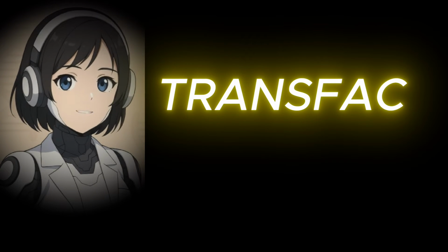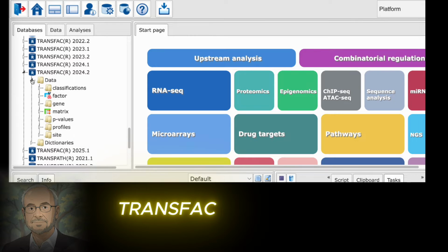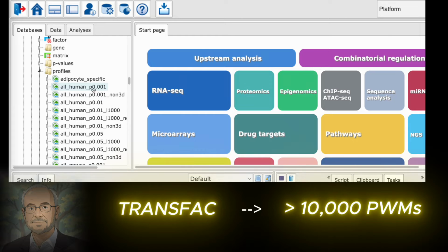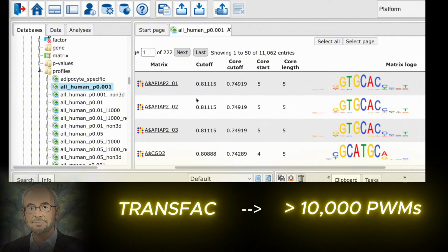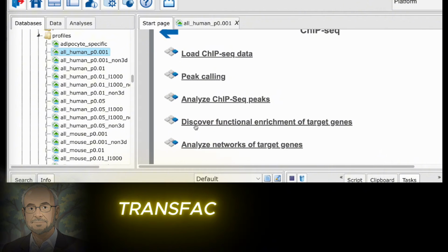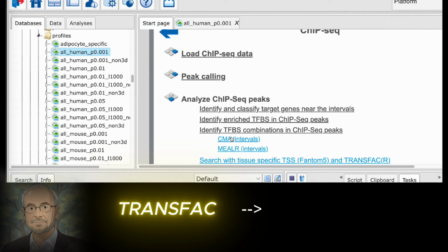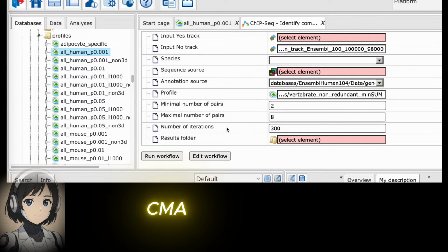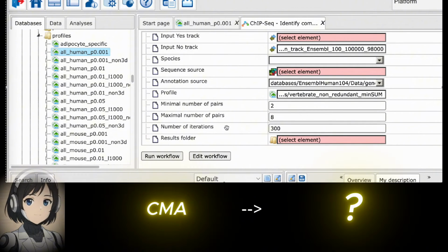All right, now let's switch gears to the professional route. I know TransFac is a big name here. What's the difference? TransFac is in a completely different league. Instead of a few hundred PWMs, you get over 10,000 high-quality matrices, all manually curated from decades of experiments. But the real advantage comes from something called Composite Module Analysis, or CMA. I've heard the term before, but can you explain why CMA is such a big deal?